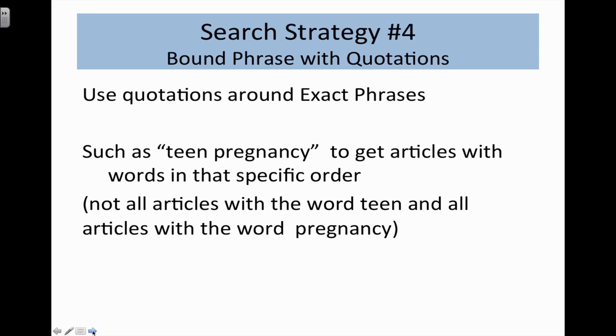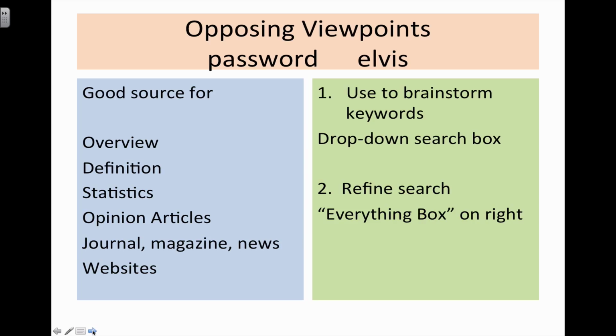A fourth strategy that you might try is called the bound phrase. This is when you have a term that you want searched exactly in that order. So for instance, teen pregnancy, that phrase, if you put quotation marks around it, you'll get only the articles that have that phrase used in that order. You might also think of using quotations if you're searching for a person's name as well. For instance, Dorothy Day. You could put quotations around Dorothy Day and you would get articles just with that phrase.